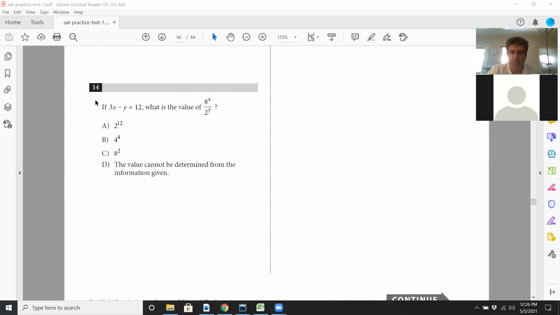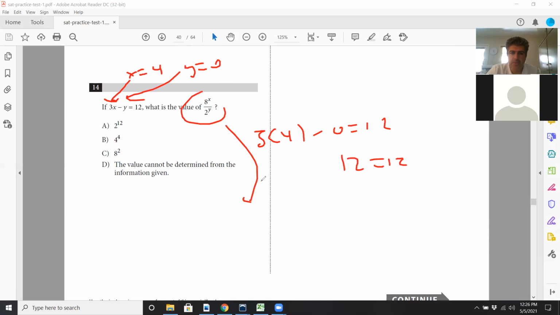For example, they tell you 3x minus y equals 12. They want to know the value of this. Well, let's make up something for x. Let's say x is 4, and y is 0, because I'm forcing this to work. Great, it works. 12 equals 12. Awesome. Now just substitute. 8 to the 4 power over 2 to the 0 power. Anything to the 0 power you should know is 1.